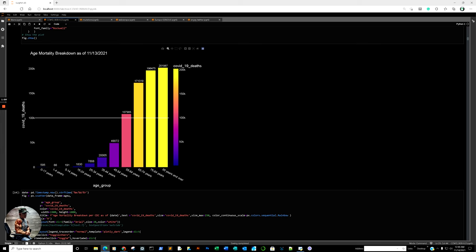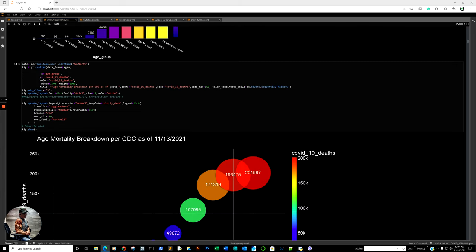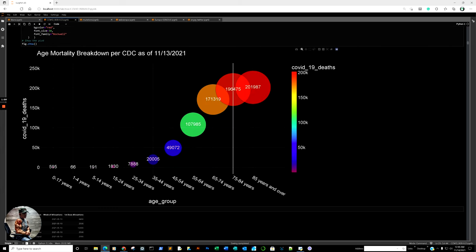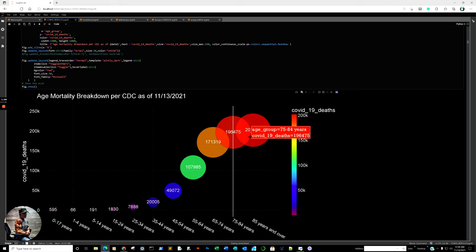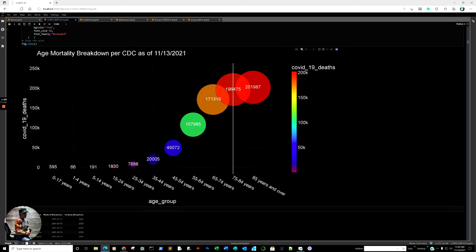They're looking at, right here, and to give you a little more of a breakdown, it's almost like I want to say bubble. But here we are, age mortality breakdown as far as the scatter plot here. I want to say bubble chart, but it looks like a bubble to me, but it's scatter. All right, and there we are, 0 to 17 has been, according to the CDC, 595 poor souls that have passed on in reference to COVID.